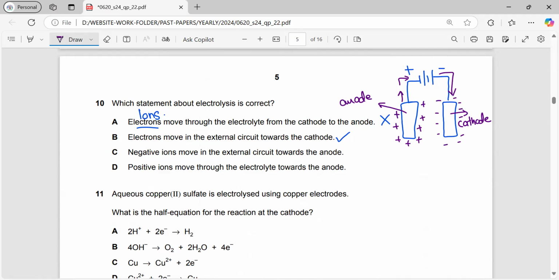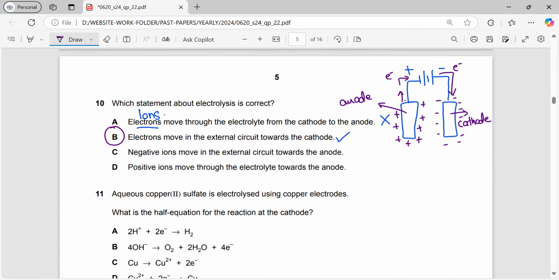So the electrons in the external circuit move out from the anode. After traveling through the circuit, they enter into the cathode. So they move towards the cathode. Answer B is correct.